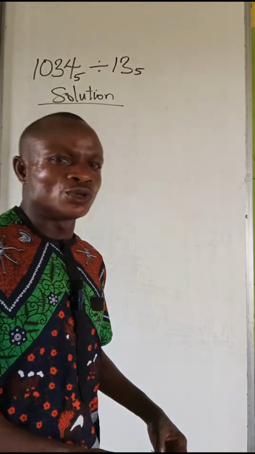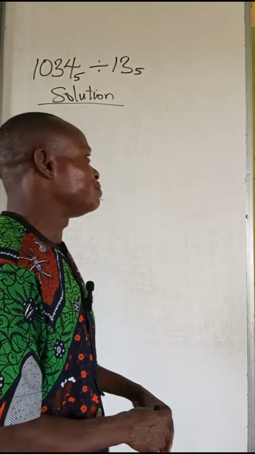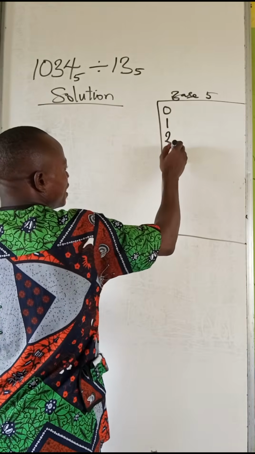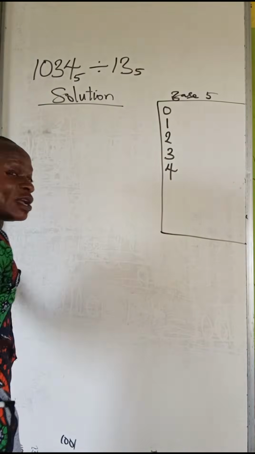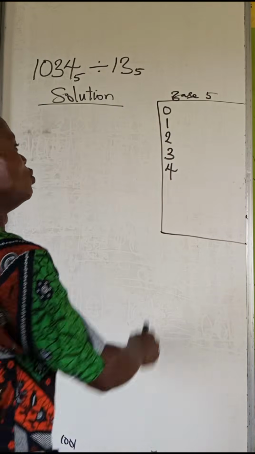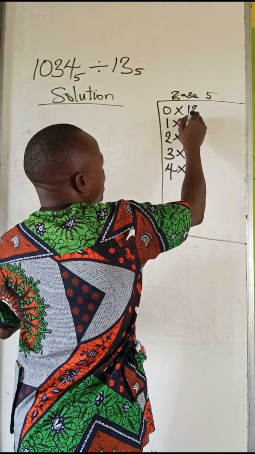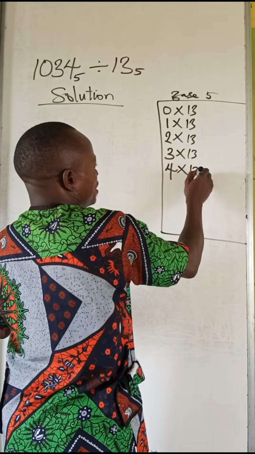Hello viewers, today we want to look at number-based division and we are considering base 5. In base 5, we have 0, 1, 2, 3, and 4. These are the digits we can use in base 5. You cannot use any other digit. So we use each of these digits to multiply the 13, since that is what we are using to divide. Let's use the 13 to multiply each of them.